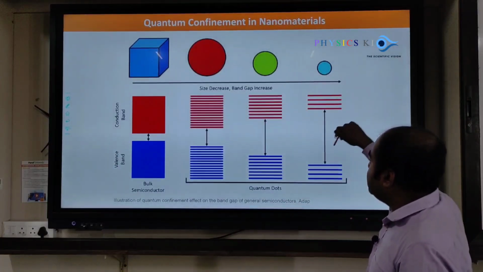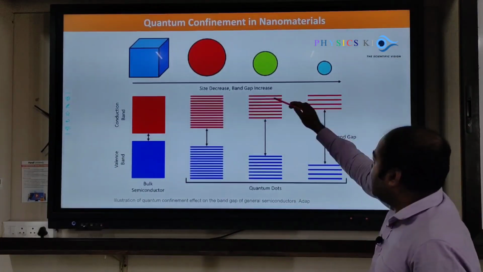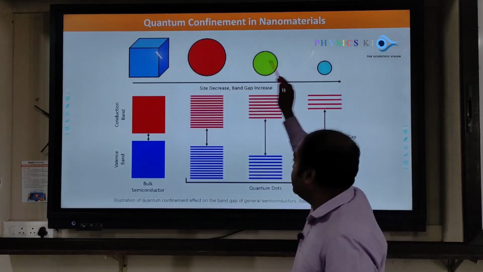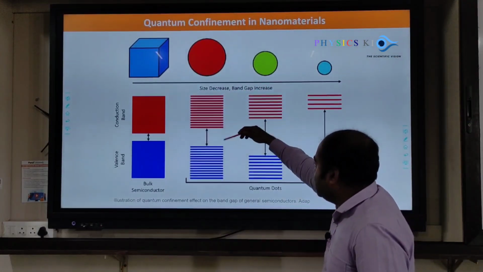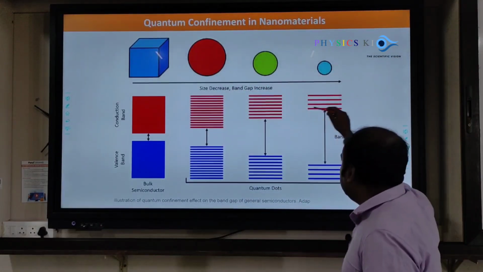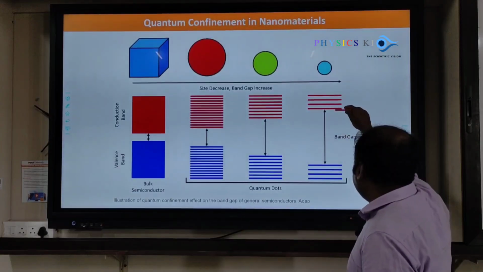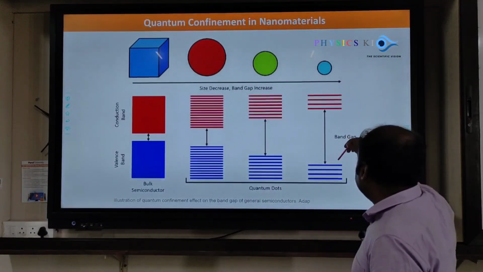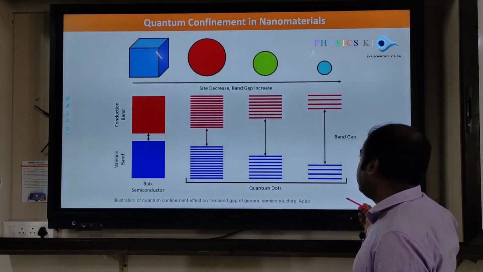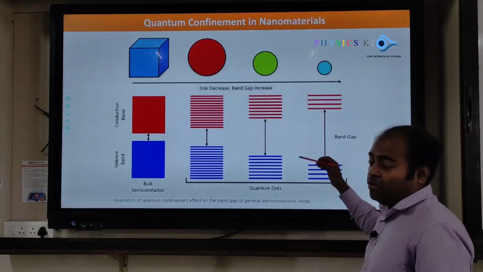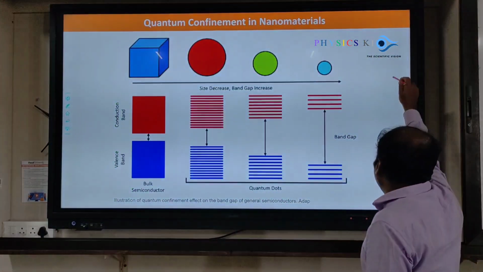Now this is the enlarged diagram that I was discussing, from bulk to nano, and how the band changes to the discrete energy levels, and it results in the increment of the band gap and blue shift of the emitted waves of light.